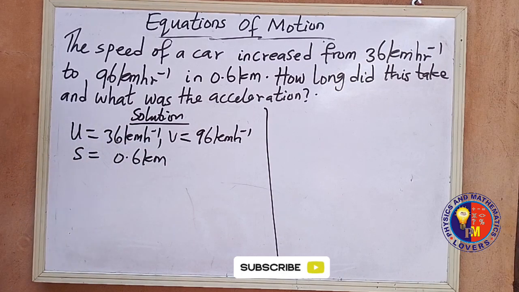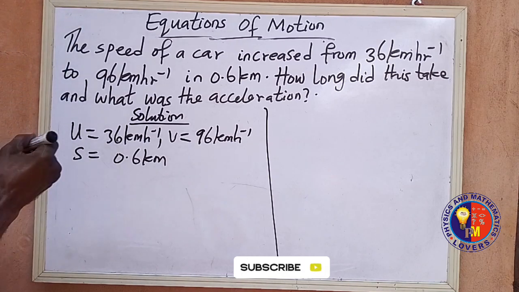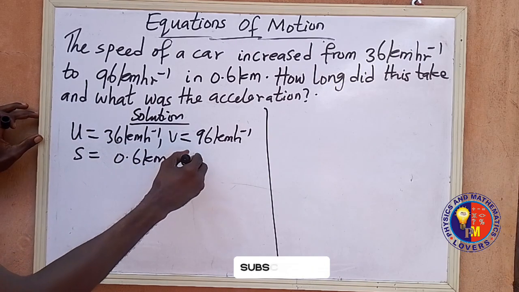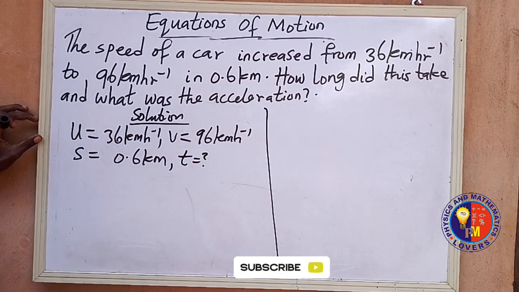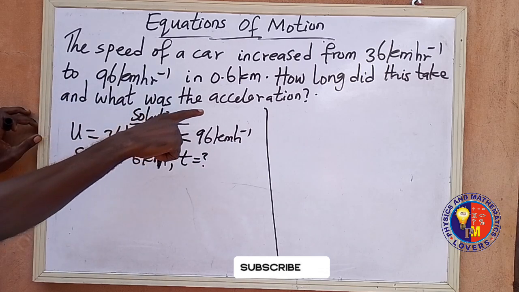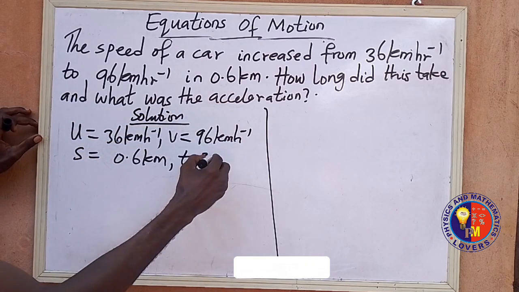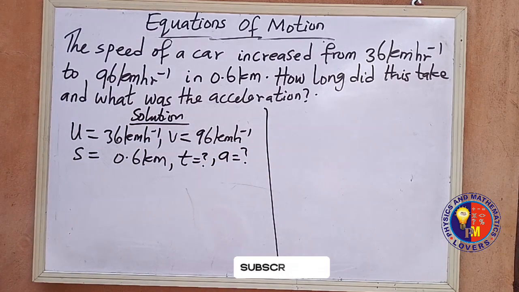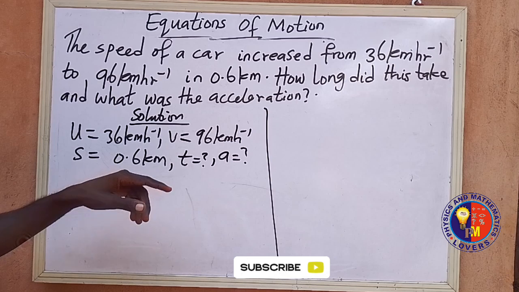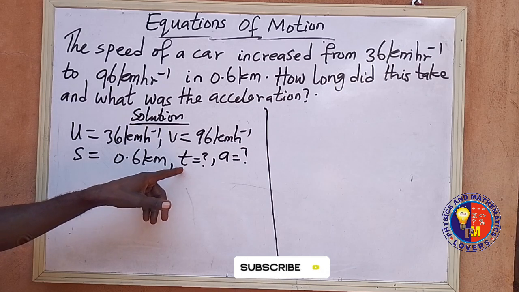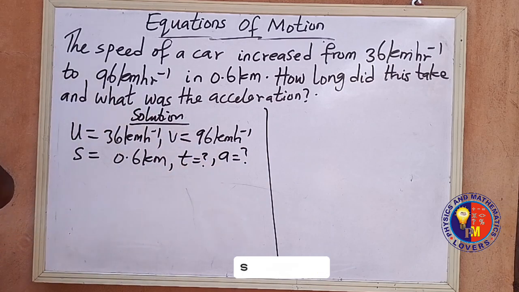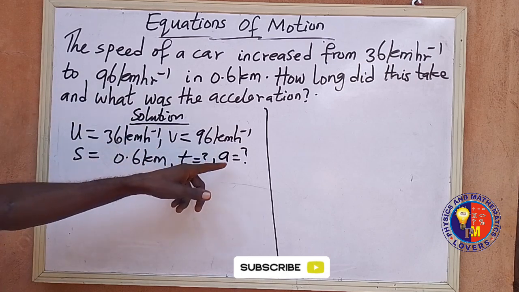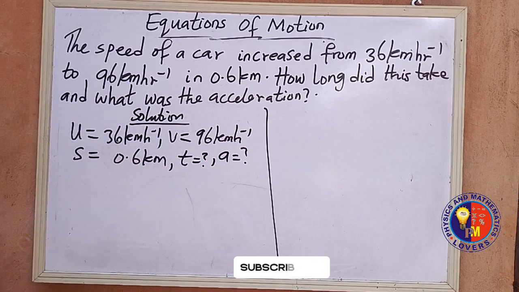Now, the first question asks us, how long did this take? So meaning that we are looking for t, unknown. And what was the acceleration? So we're also looking for a. So the acceleration is unknown. Now, we cannot get our t without getting acceleration first. So which is why we need to first of all calculate the acceleration before we get our t.